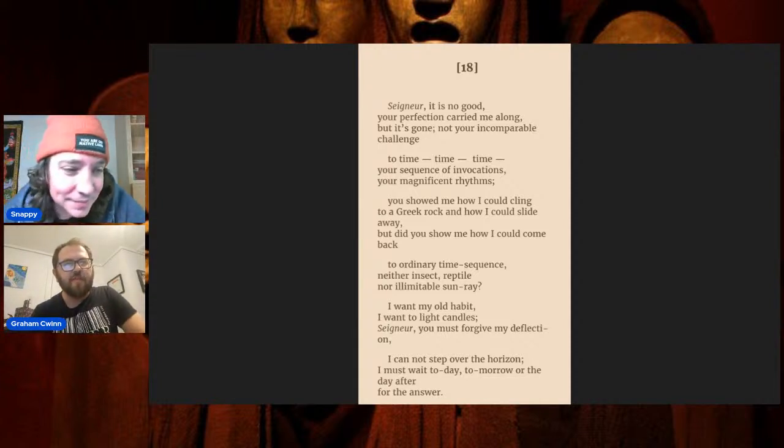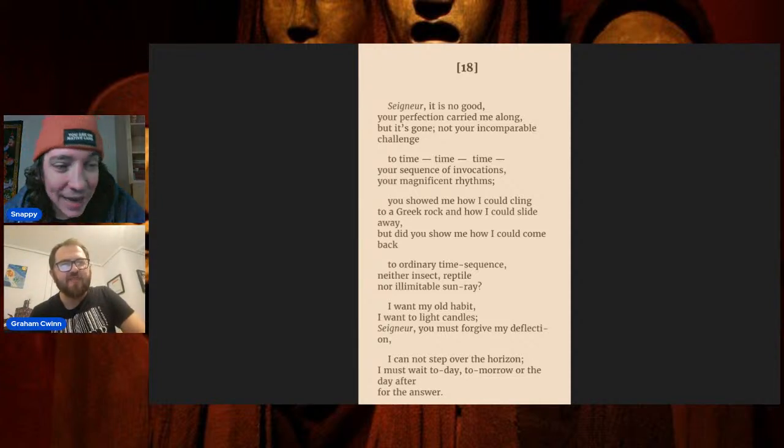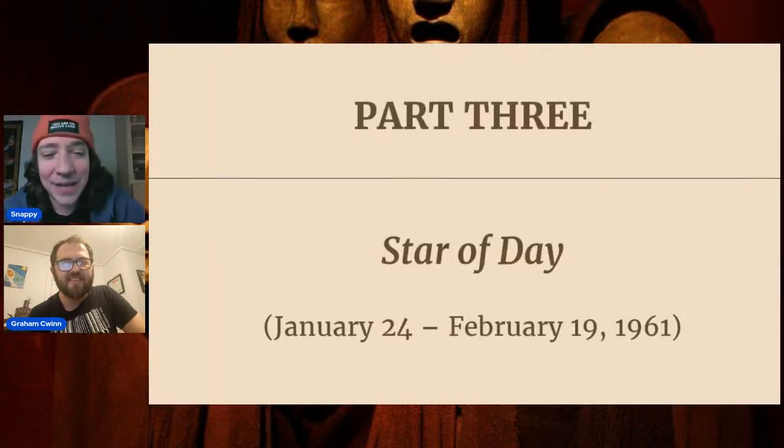The answer only comes when the time is right? That's when the door opens. When the door opens, that's the message, right? Open sesame, it's when the door is ready. It won't open before. And now we get to the final poem, Star of Day, part 3.